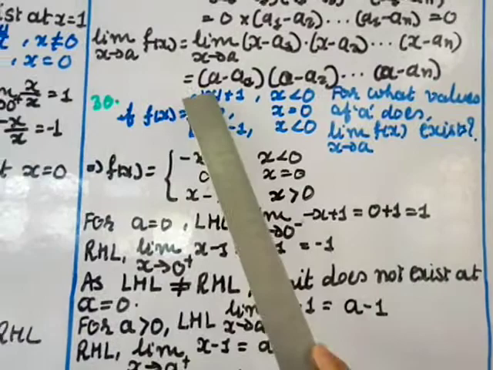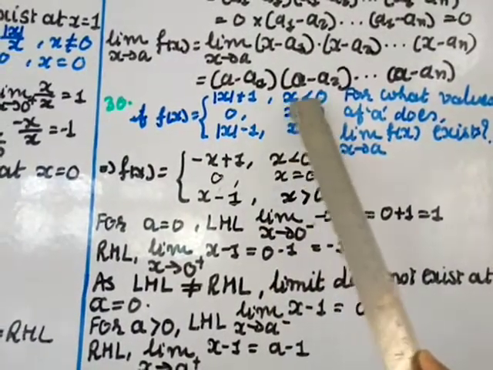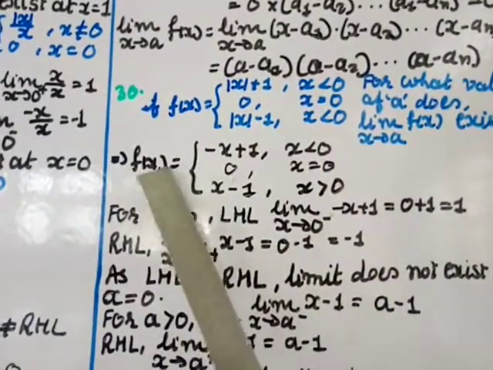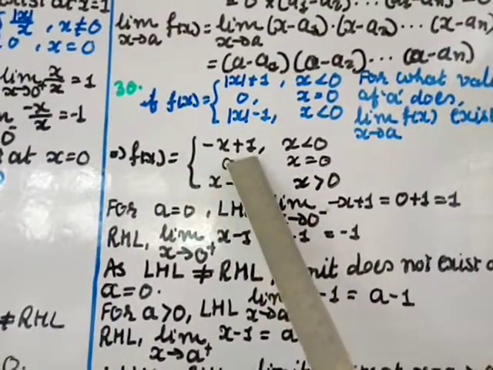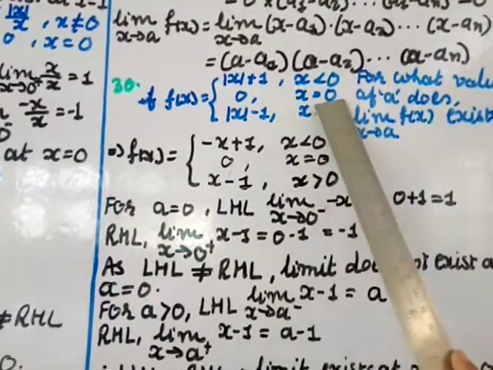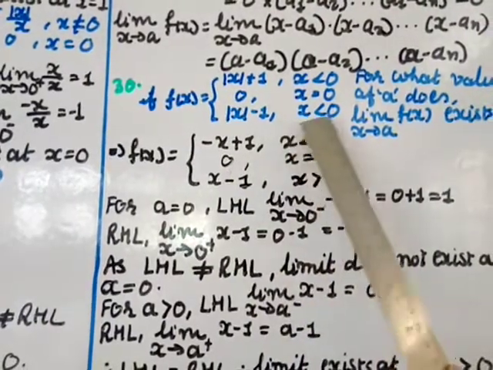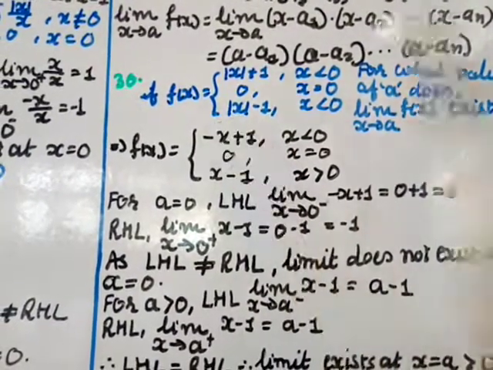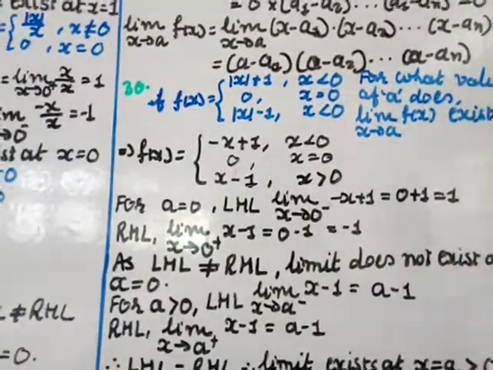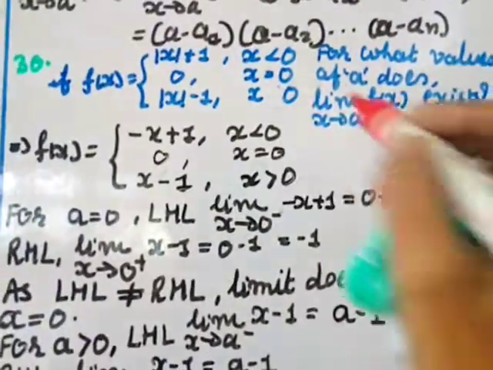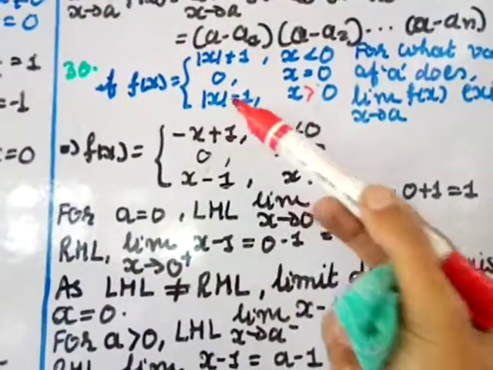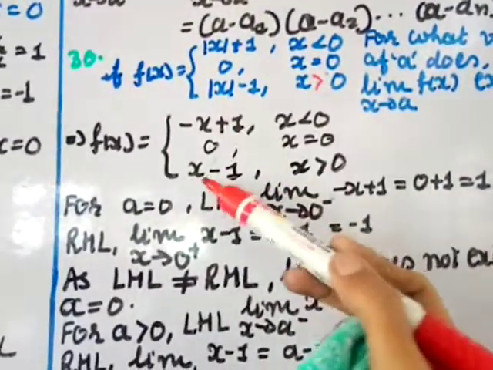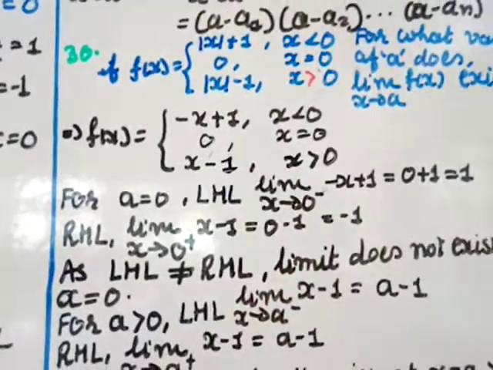So let us write this. If I remove the modulus, given x less than 0, this can be written as f(x) equal to minus x plus 1 for x less than 0. For x equal to 0, it is 0. For the third part, it should be x greater than 0, so let us correct this. For x greater than 0, modulus of x will be positive x, right? So write here x minus 1 for x greater than 0.